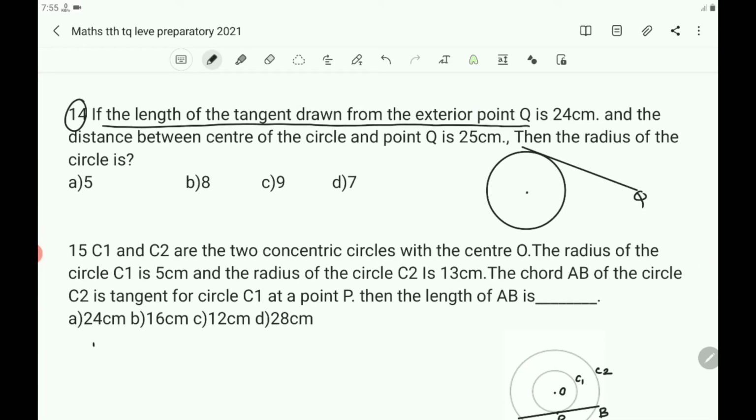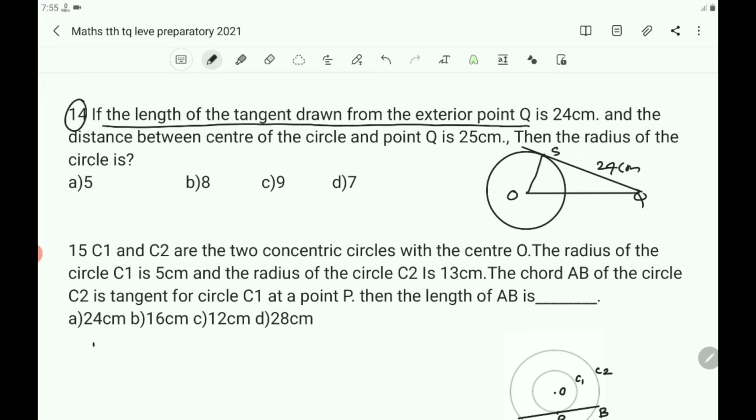And next, what is given? So you take, this is QS. QS is equal to what? 24 cm. Then the distance between the center of the circle and the point Q. If you consider this is the center, this is the distance of that point from the center.